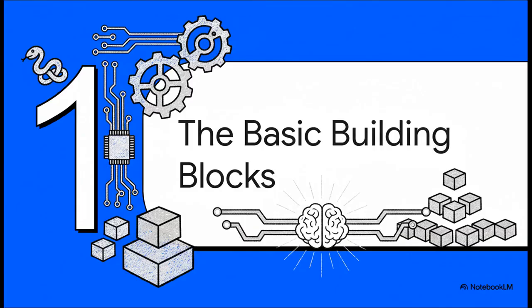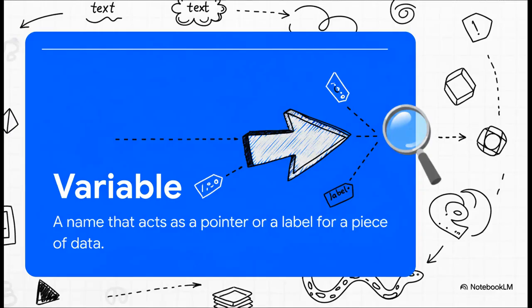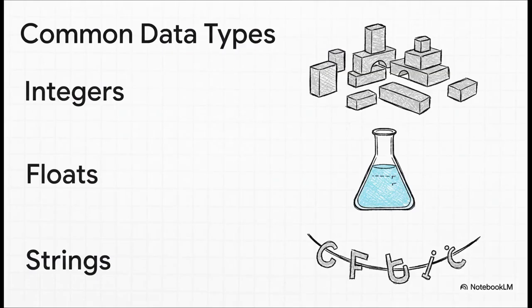Well, like with anything, it all comes down to the basics, the fundamental building blocks that every program is made of. Okay, first things first, we need a way to hold on to our information. In programming, we use something called a variable. Now, don't think of it like a box. It's more like a label or a sticky note that you attach to a piece of data, whether that's a number, some text, you name it. And these variables can point to all kinds of different data. The ones you'll see all the time are integers, which are just your regular whole numbers, floats, which are any numbers with a decimal point, and strings, which is just a fancy word for text.